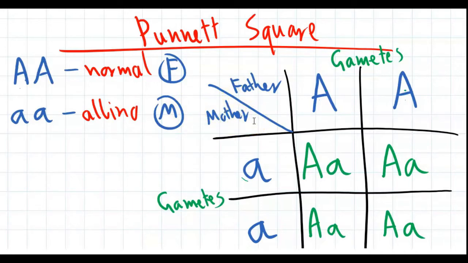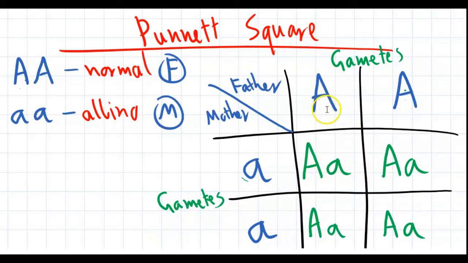So the next question you might ask is, what do scientists actually use Punnett squares for? Because we can show the information of what happens when the father and the mother have children. Well, the whole point of a Punnett square is to predict the probabilities of what traits their children are going to have.